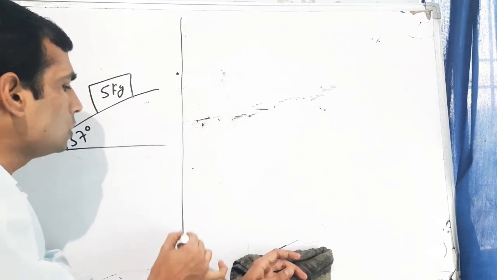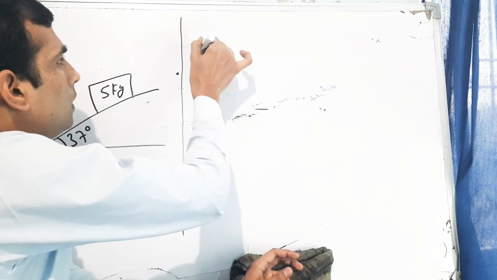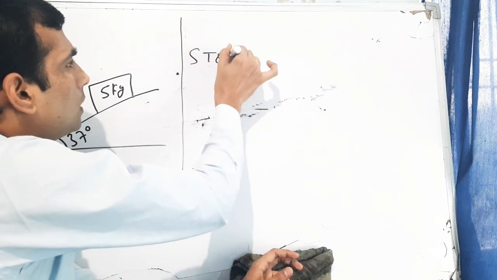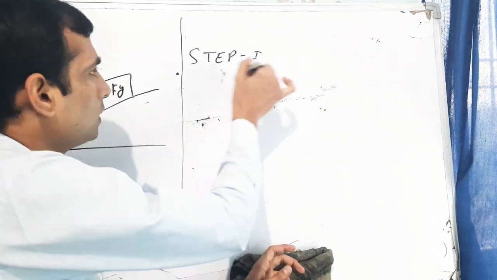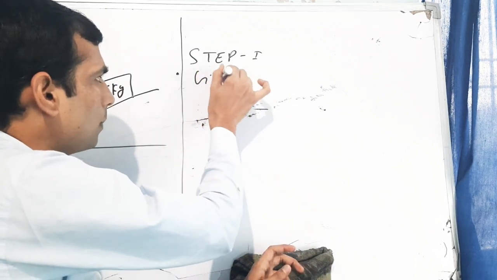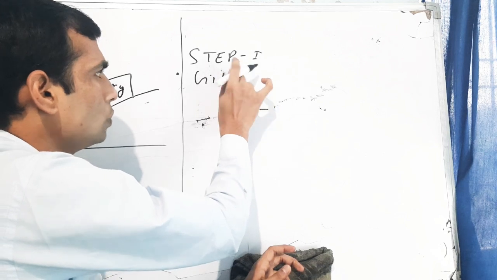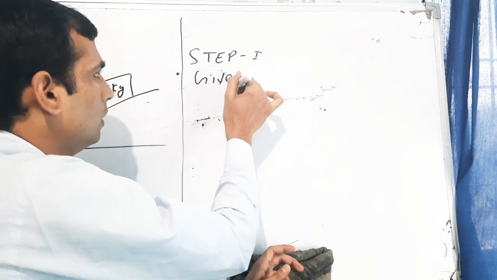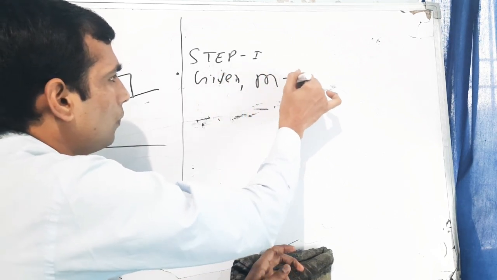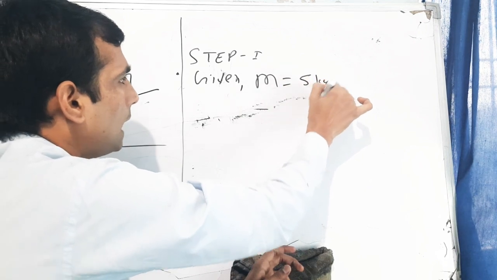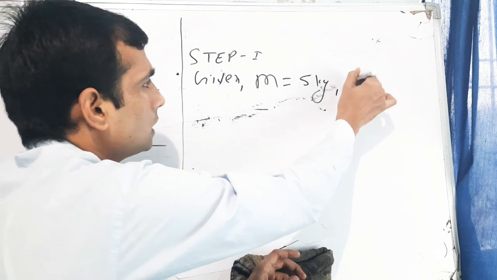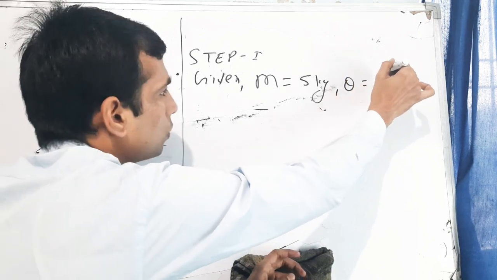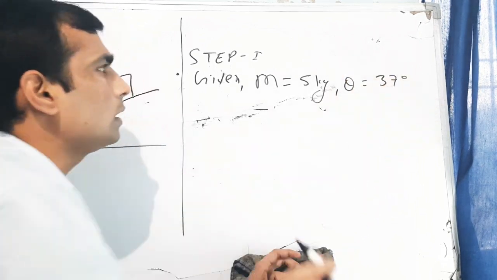So now I'm going to solve this question step by step. So student, this is basically step number 1. What is given in the question? You can use the principle given. So mass of the block is 5 kilogram, and the angle is the inclination angle with the horizontal. So you can say theta is equal to 37 degree.